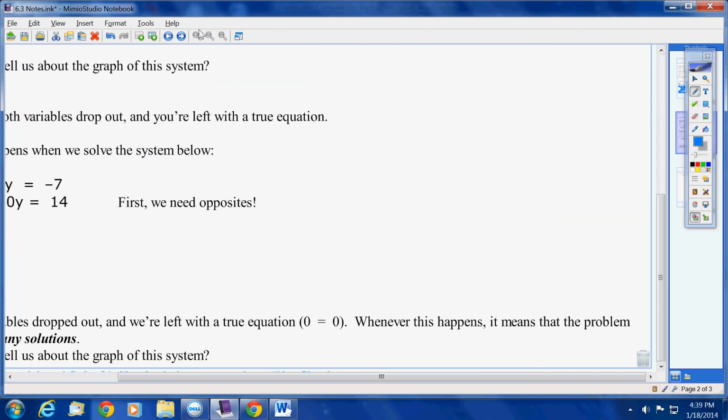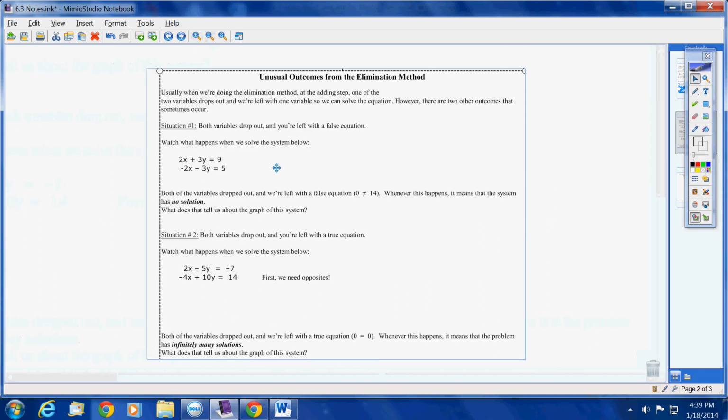Okay, page 2. I'm going to go ahead and zoom out.